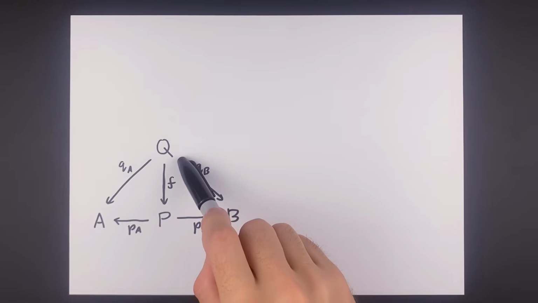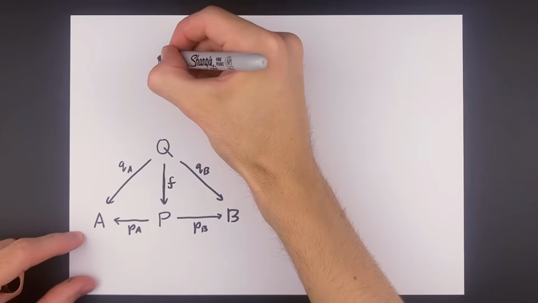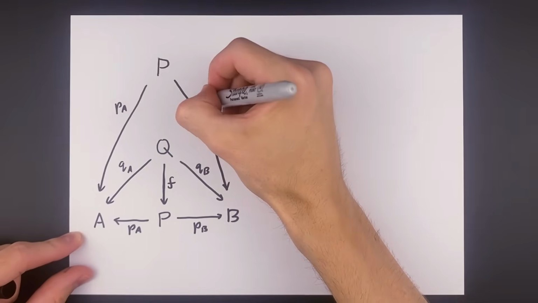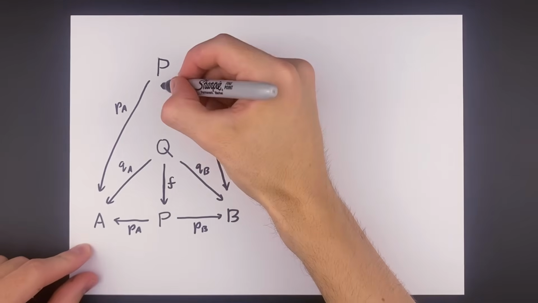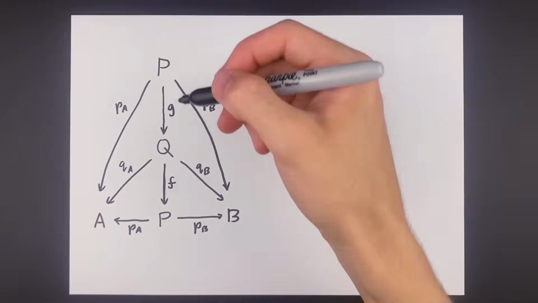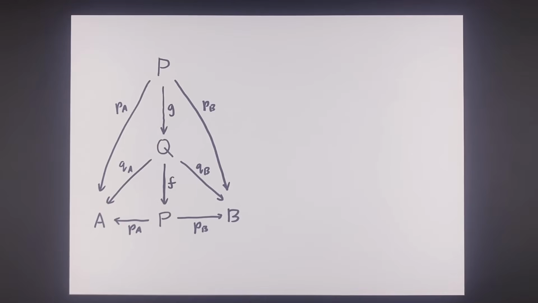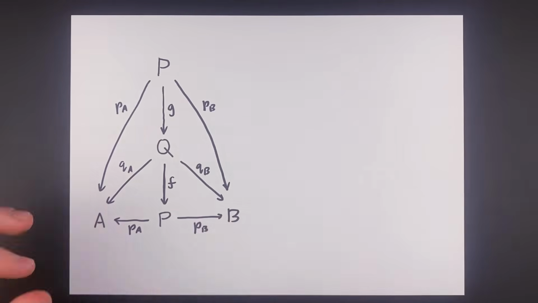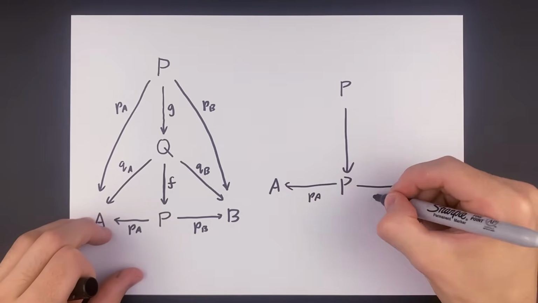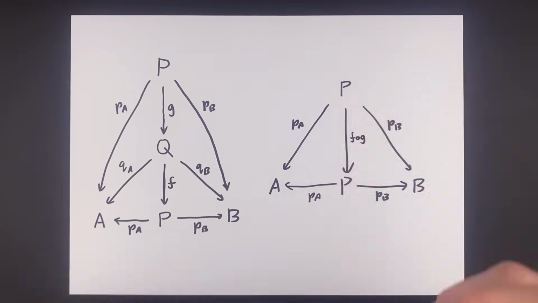But Q is also a product. Hang on, let me draw another copy of P so we don't have overlapping arrows. Since Q is a product, there is a unique morphism from P to Q, let's call it G, making this diagram commute. Now, composing these two morphisms gives a morphism from P to P, and if we now remove the Q in the middle, we get a commutative diagram that looks like this.